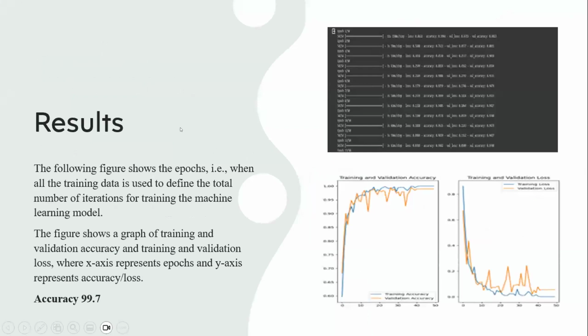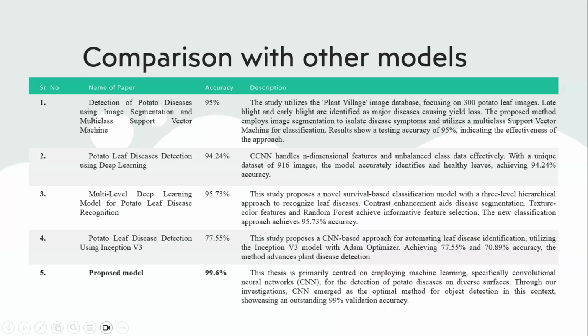So these are the results we achieved. As you can see from the graph, we have training and validation accuracy, which gives us 96.7. This is how our model compares with the other existing models. Our proposed model is in fifth place, achieving 99.6 accuracy. We've used the CNN approach because all of the other papers have also used CNN, which gives a high accuracy. This is the reason why we've used CNN.